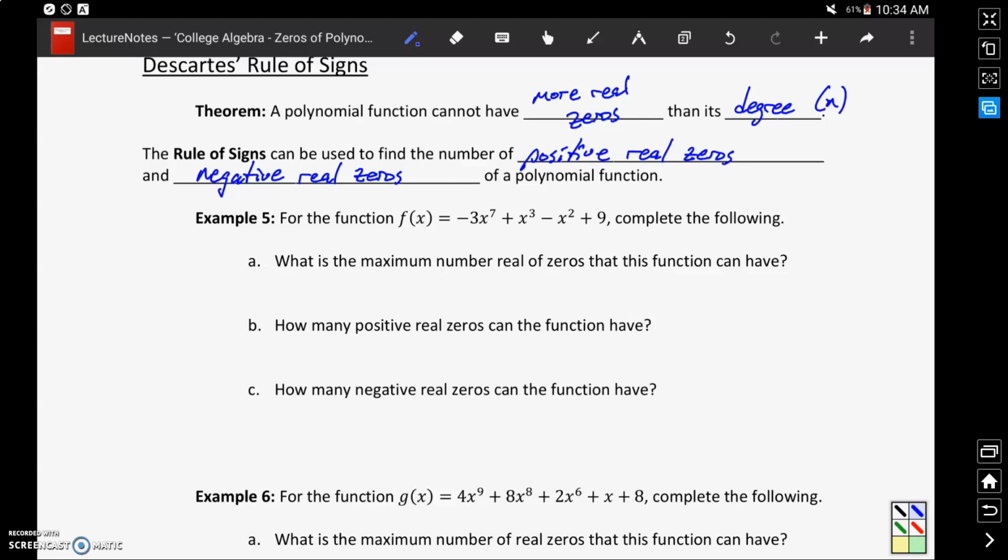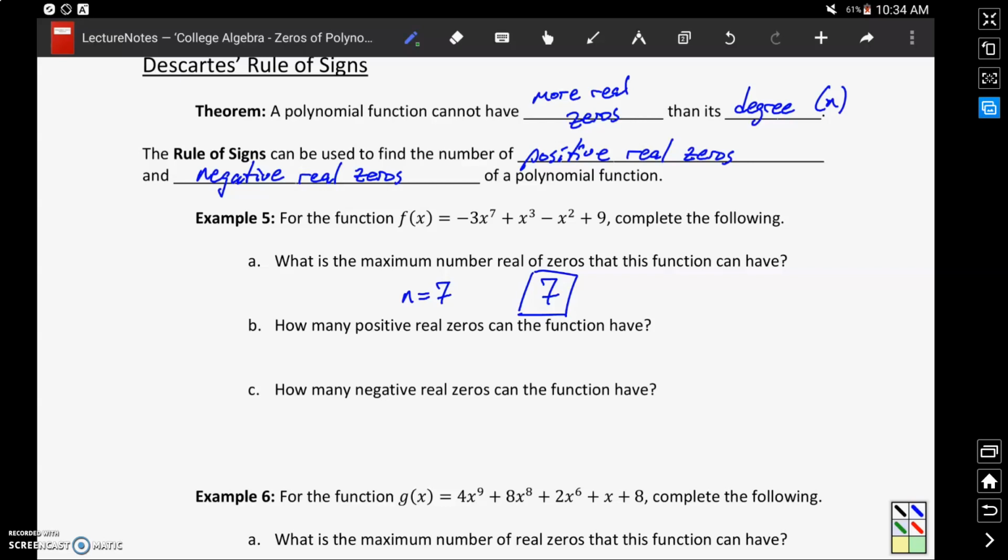In example 5, in part A, we're asked what the maximum number of real zeros that this function can have is. Since this is a 7th degree polynomial, that means its degree is equal to 7, so at most we can have 7 real zeros that would occur. In part B, we're asked how many positive real zeros the function can have.